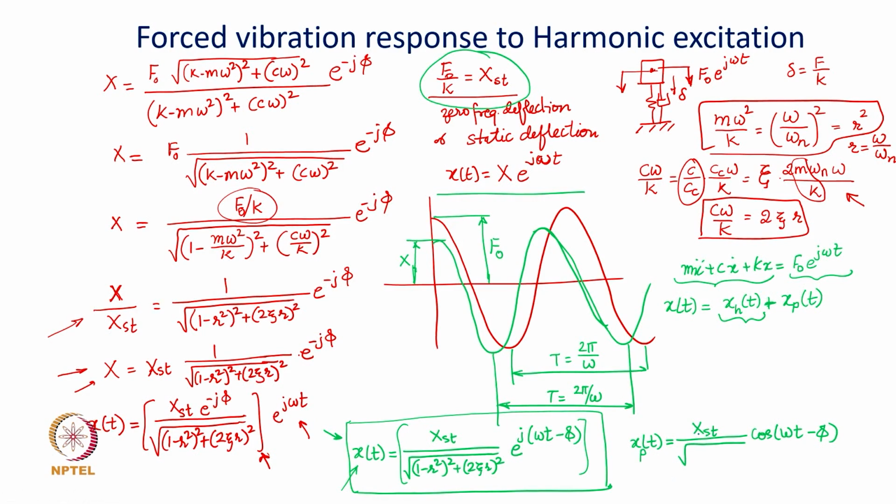So, which I will add to this solution. You remember the solution to m x double dot plus c x dot plus k x equal to 0. What was x of t that we got for this? It was what? Capital X. Now, that capital X is also not to be confused with this x. Okay. So, x h e to the power minus j what?